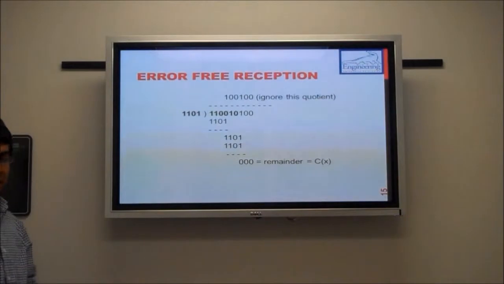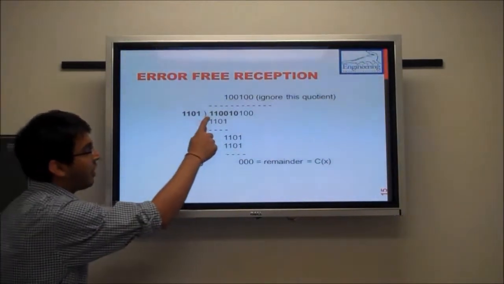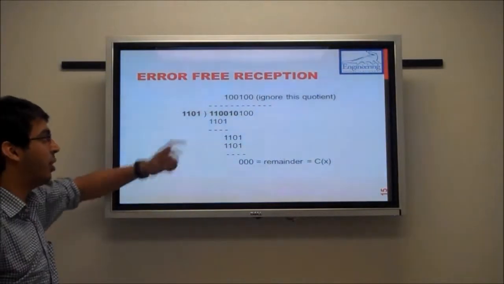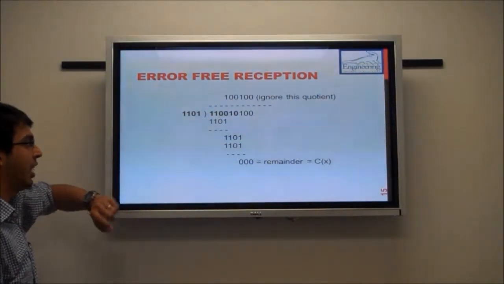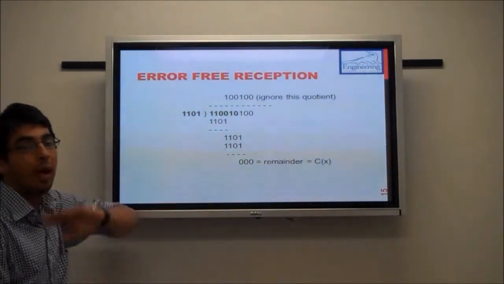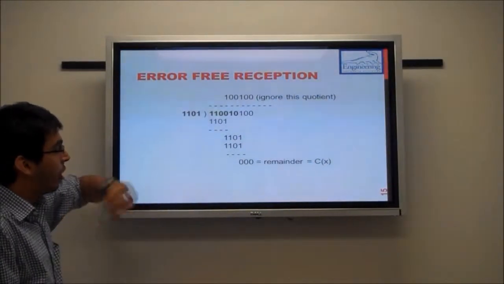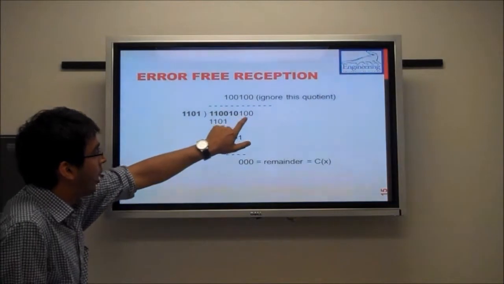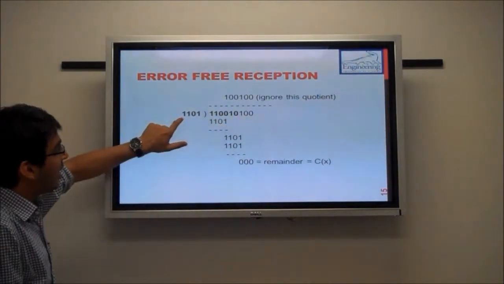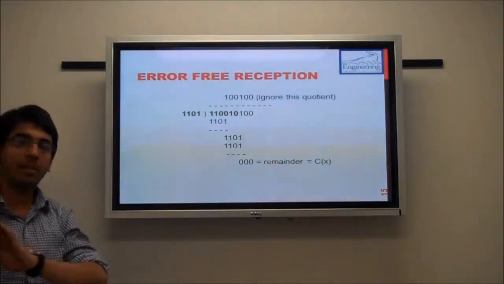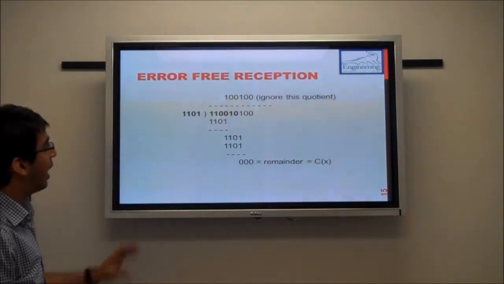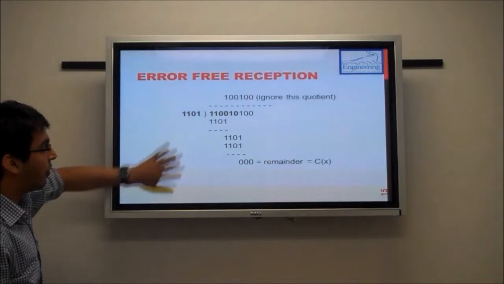Now at the receiver, say for example the receiver received all these bits without any bit actually getting flipped due to the errors induced in the channel. Say there was no error that occurred, so we still receive 11001010, and then we again divide it by the generator polynomial at the receiver's end. What we get as the remainder is 000, which means that the reception was error free.